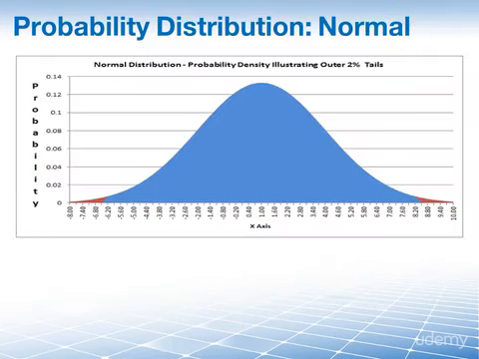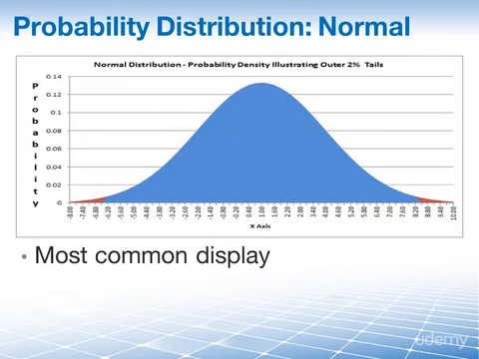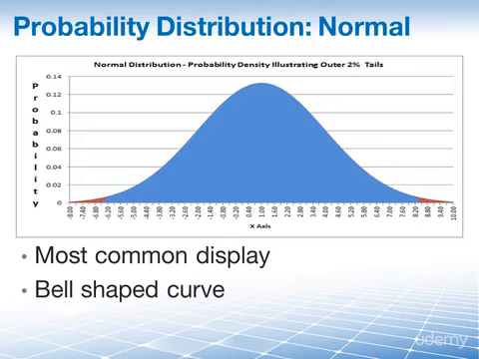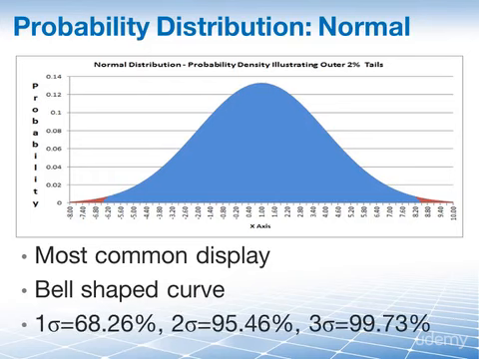Normal distribution is your most common display of the probability distribution, also commonly known as the bell-shaped curve, because all normal distributions will end up looking like what you see here on the screen. It kind of looks like a bell. The implications relating to the normal distribution are that 68.26% of the total inside of this curve fall within 1 sigma.